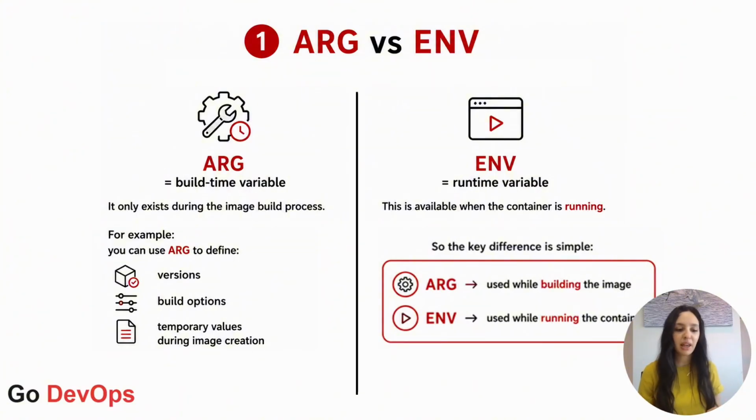And then we have ENV, and ENV is the runtime variable. So this is available when the container is running. The key difference here is simple. ARG is used while building the image, and ENV is used while running the container. So in real systems, we often combine both to pass values from the build time into the runtime.